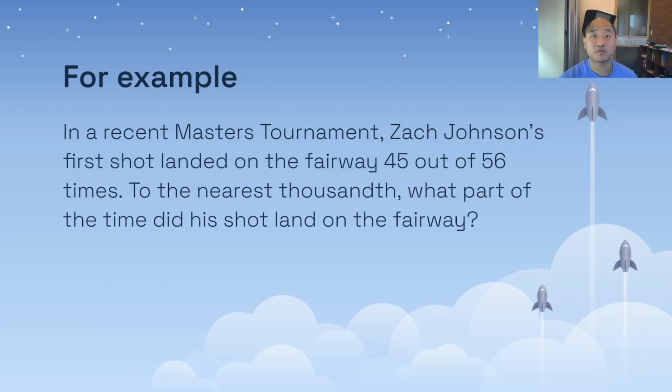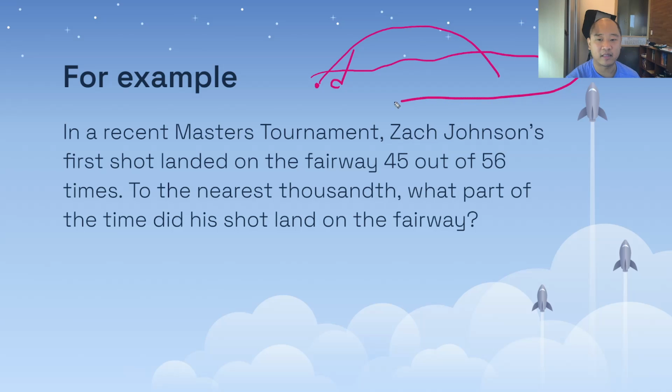So, here's one for you to do yourself. In a recent Masters tournament, Zach Johnson's first shot landed on a fairway 45 out of 56 times. This is golf. This is the sport of golf. When you hit the ball and it lands on the nice piece of grass, this is called the fairway. It lands on the fairway 45 out of 56 times. To the nearest thousandth, so now we're going to be converting to decimals, what part of the time did his shot land on the fairway? Go ahead and do that on your own.